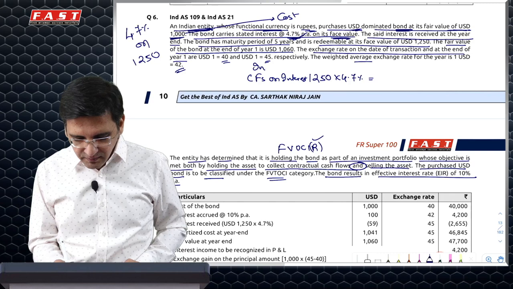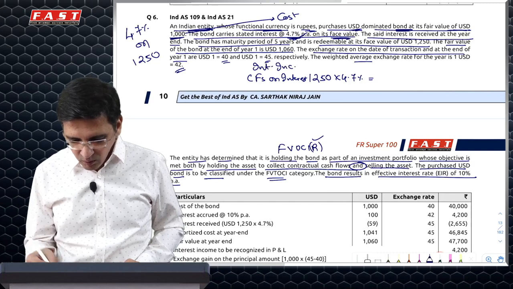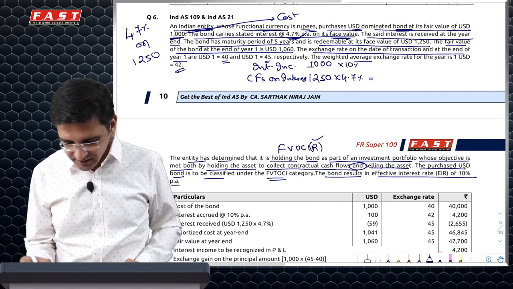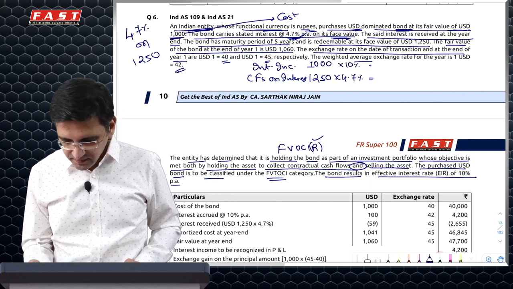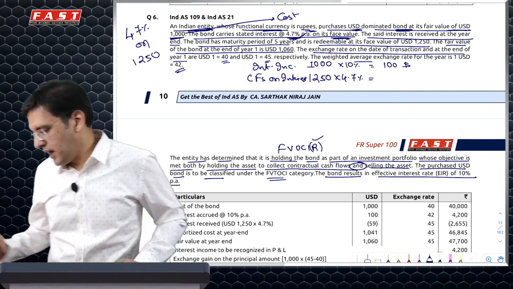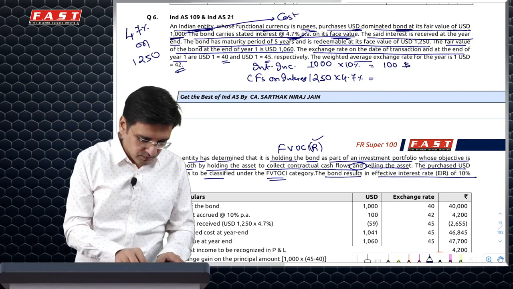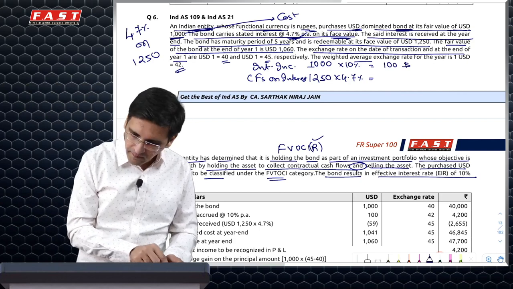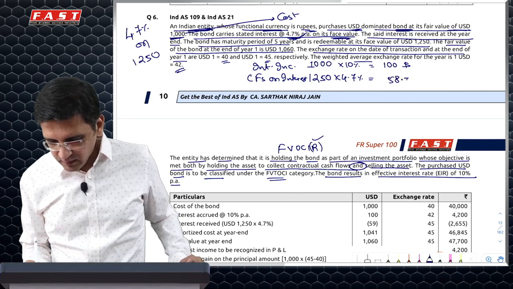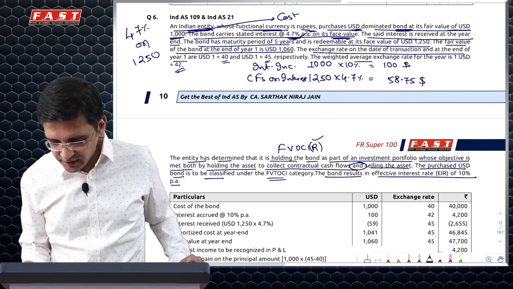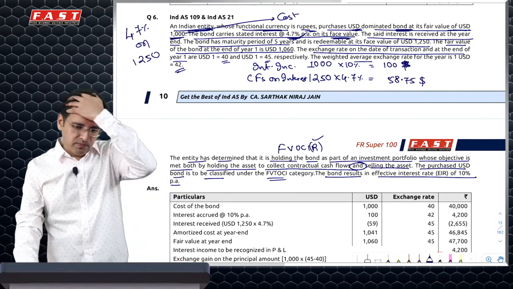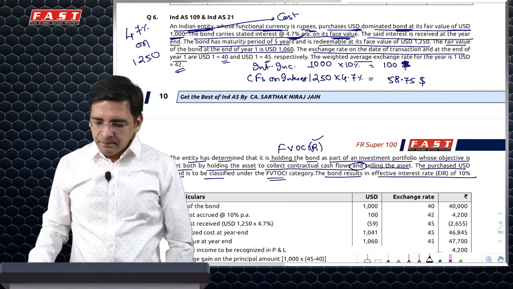But your interest income you will have to recognize on your cost at the effective interest rate, which in this case is 10%. Now here everything is in dollars, hence what you would have to do is 58.75. I could have shown you from the answer, but then I need to give you a trick because that is where you could possibly do something wrong in the exam.